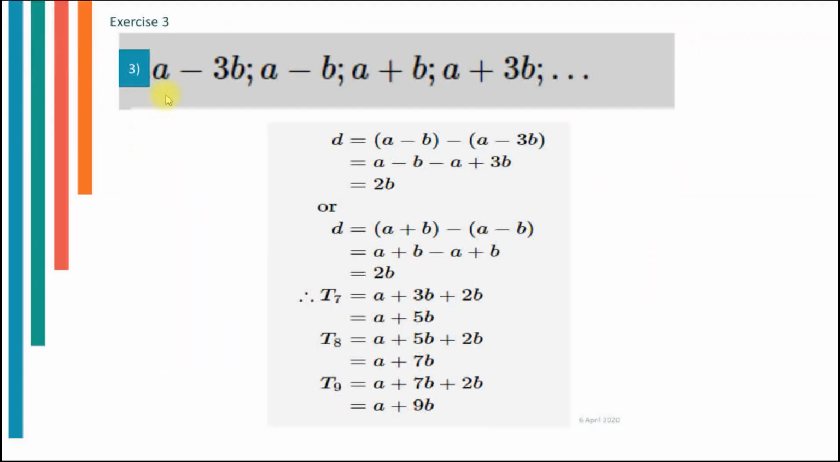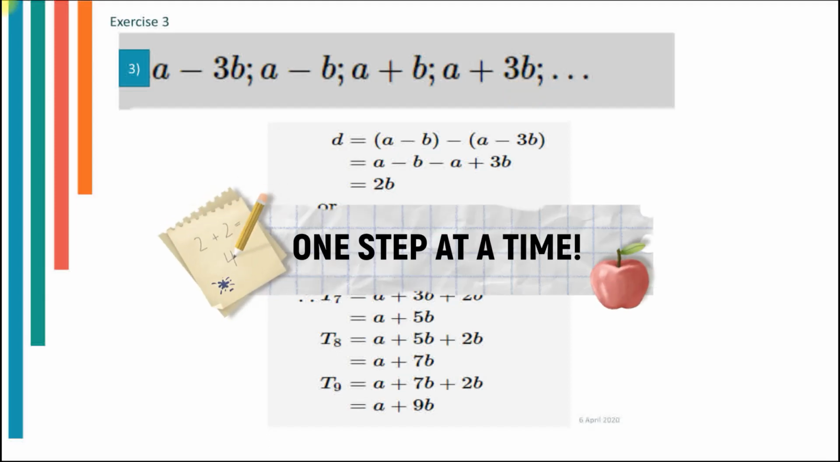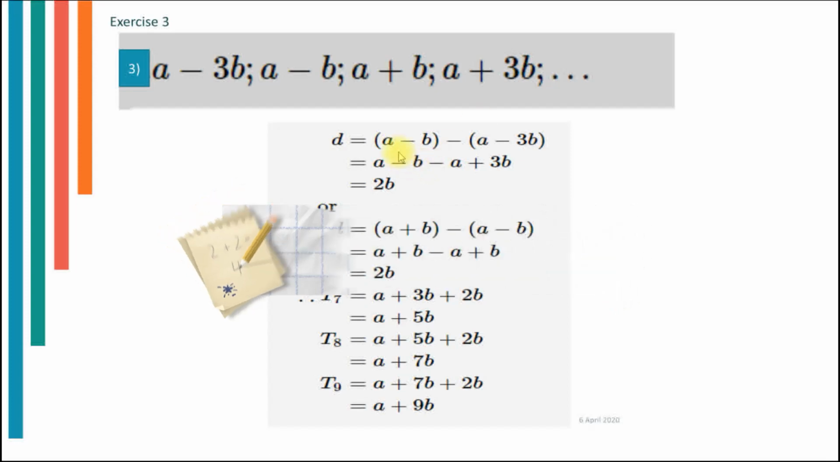Our first term now is a minus 3b. Our second term is a minus b. Our third term is a plus b. Our fourth term is a plus 3b. Same thing, guys. Don't panic just because they're now variables and there are no numbers. It's very easy. All you have to do is get the common difference. Let's see what the common difference is.